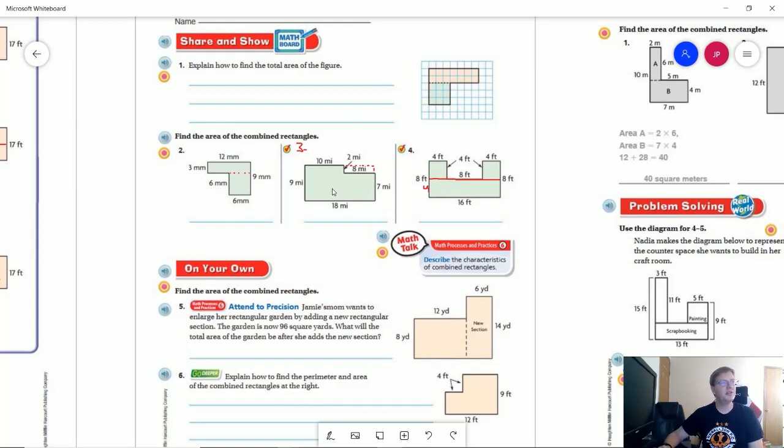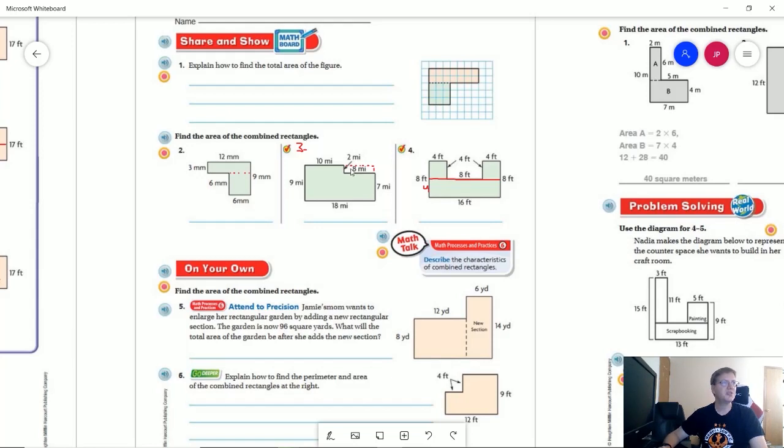So for number 2, number 3, and number 4, I want you to pause the video. One of the things that you'll notice is I'm giving suggestions here. For number 2, I am going to suggest that the easiest way to break this up is to break it up from left to right here with my line. And so the top area is going to be 3 times 12, the bottom area is going to be 6 times 6, and you could add those together.